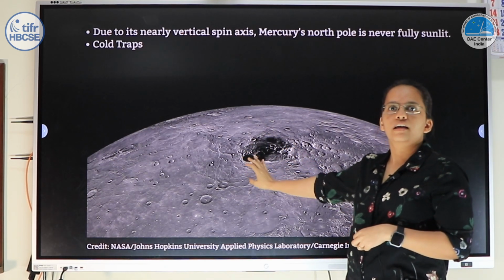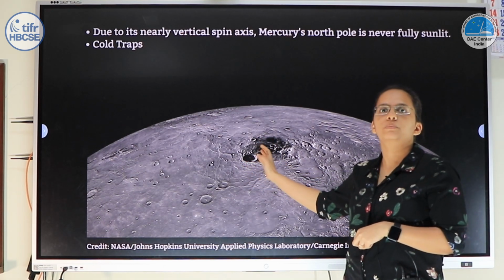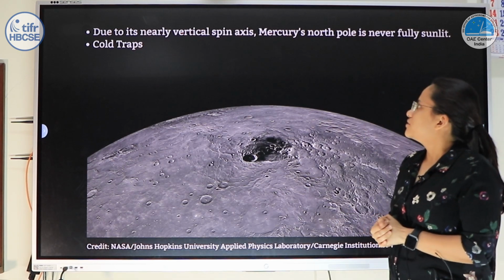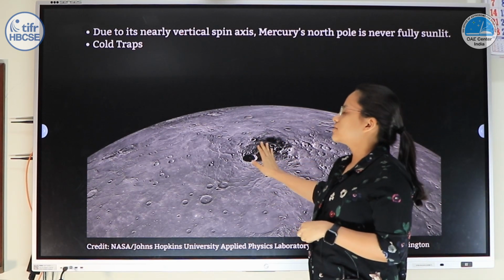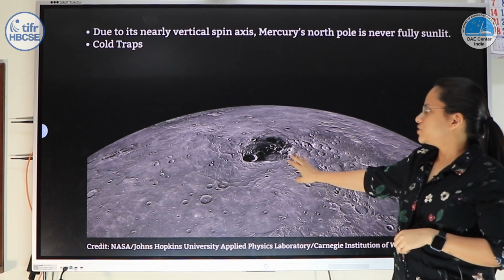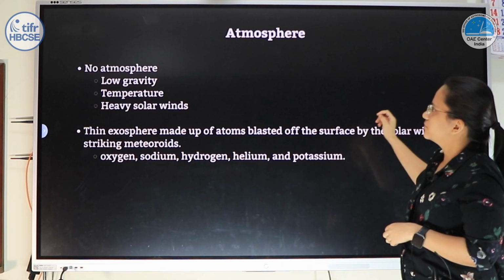So it is very cold, and it is expected that there is some water ice here. So in spite of being the closest to the sun, Mercury also has ice. So these particular structures are called as cold traps, because these are very cold and the temperature never gets higher than minus 170 degrees Celsius.